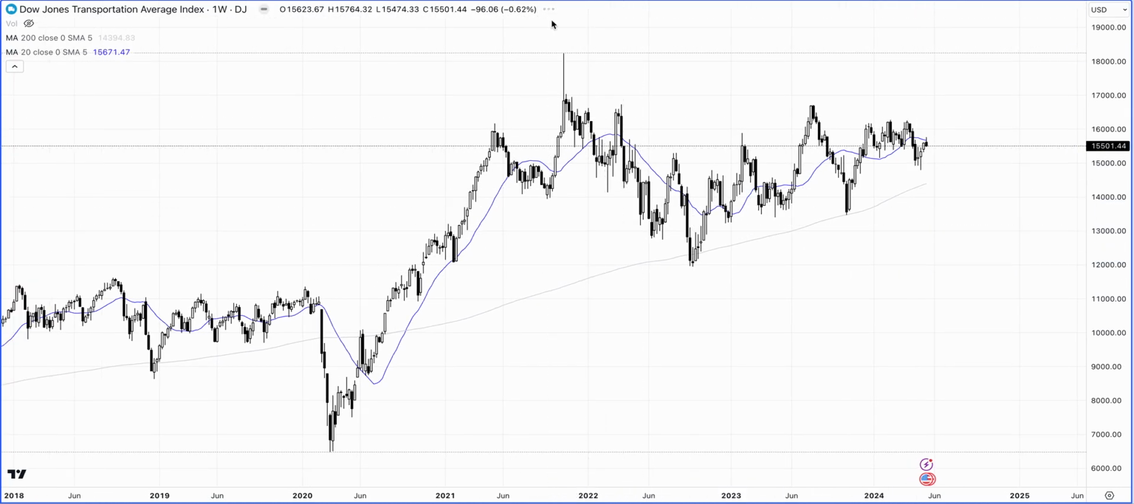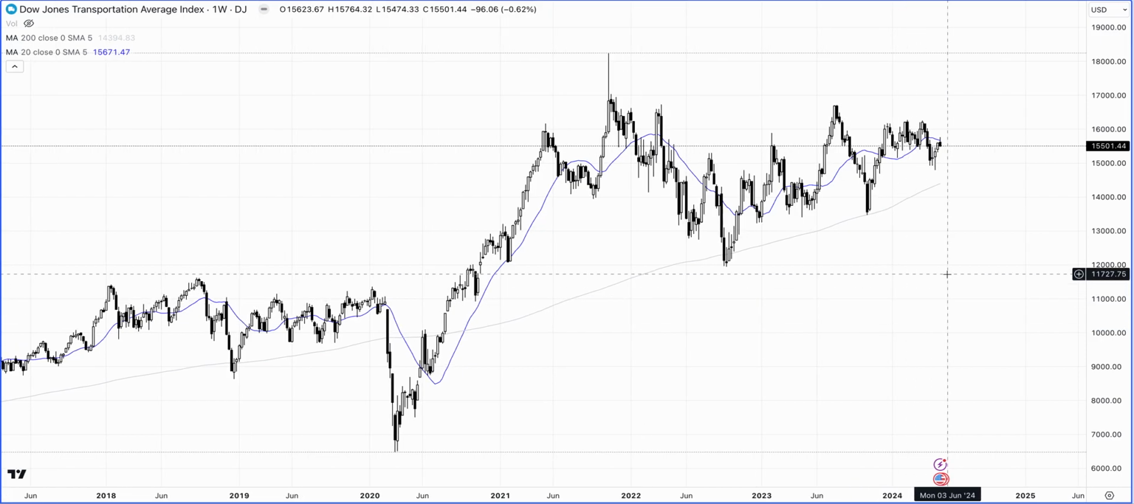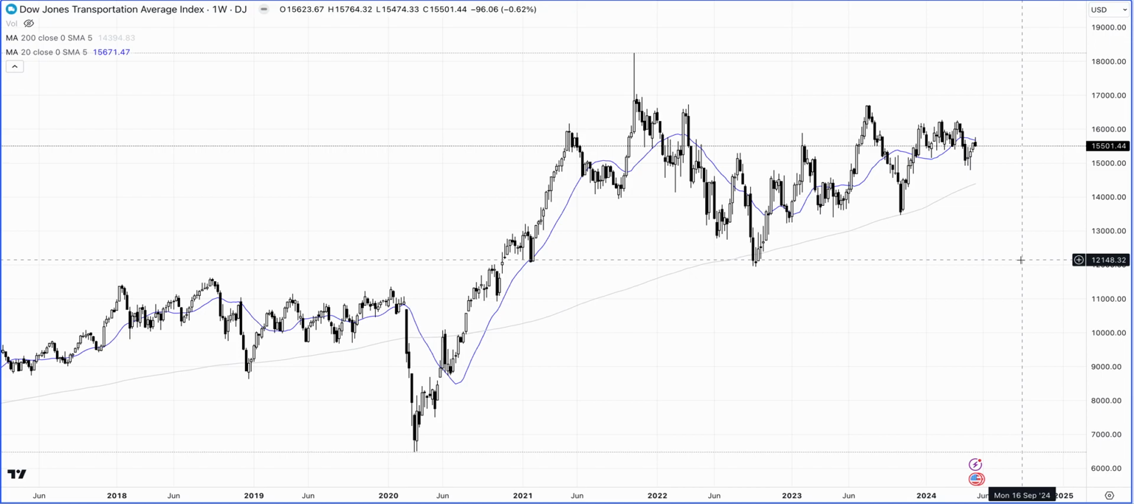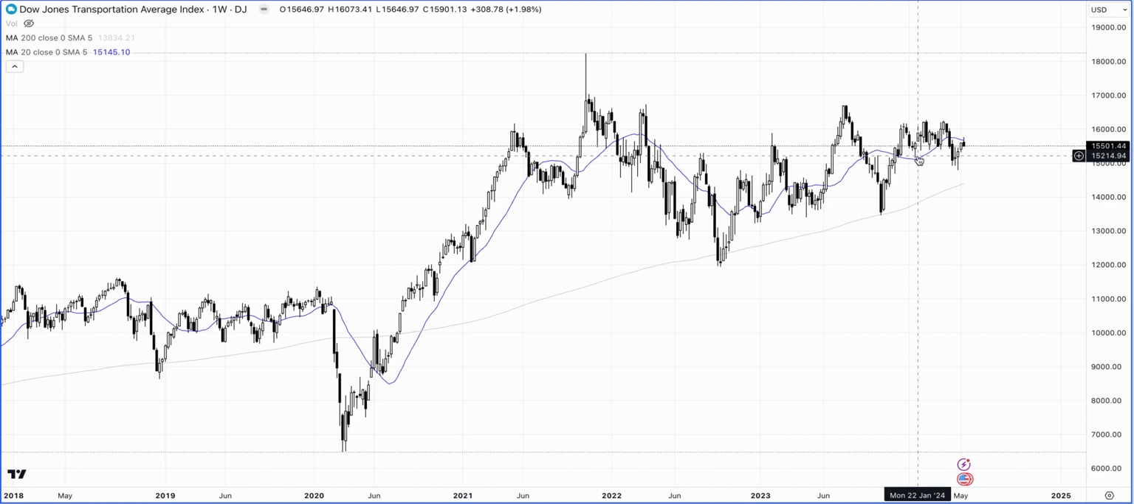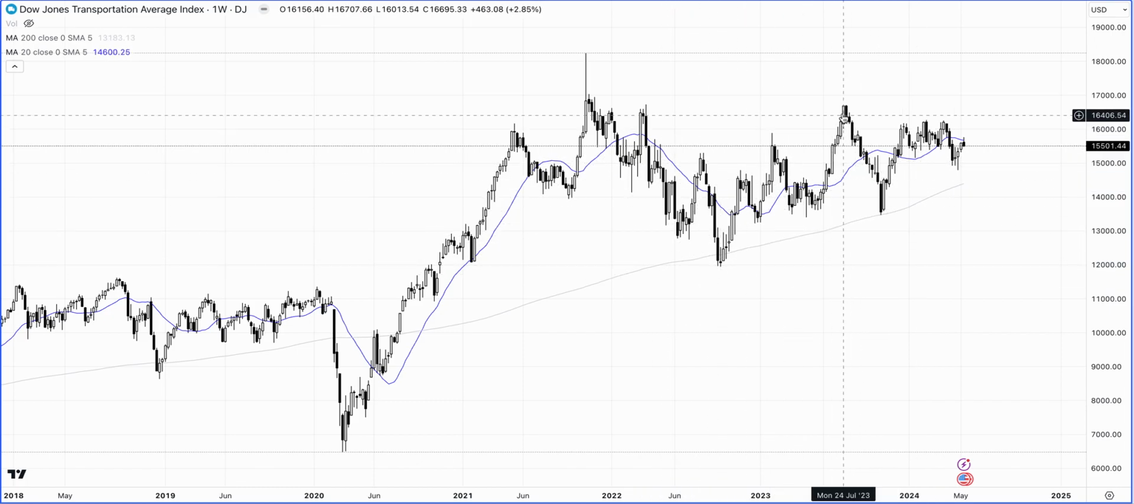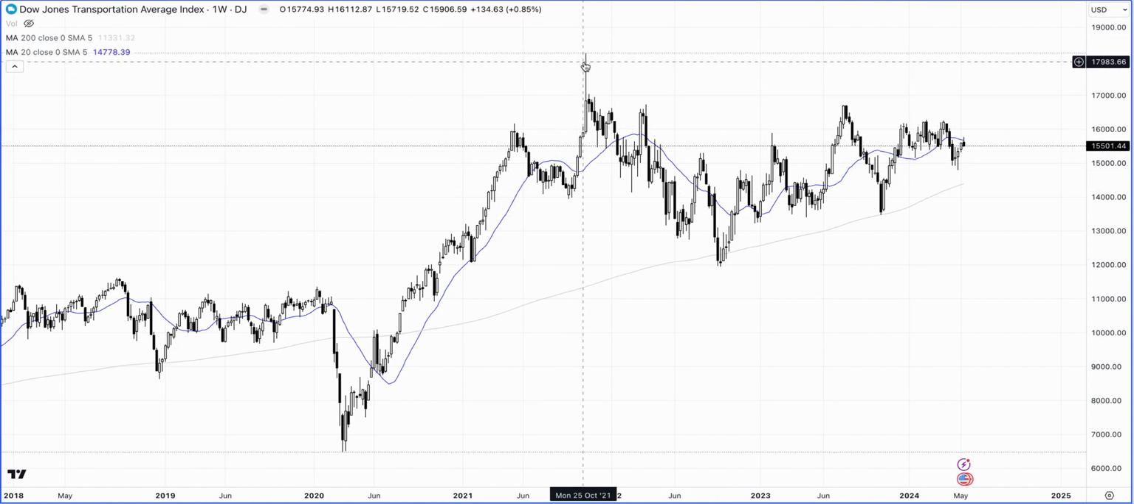So what we see is that transporters look better than the chart for the consumer index that we saw, the XLY, consumer discretionary. And here these are checking along in the sense that the price remains above the 200-week moving average and kind of touch and go with the 20 period moving average. So a fair amount of overlapping, and still below the highs seen on the 1st of November 2021.